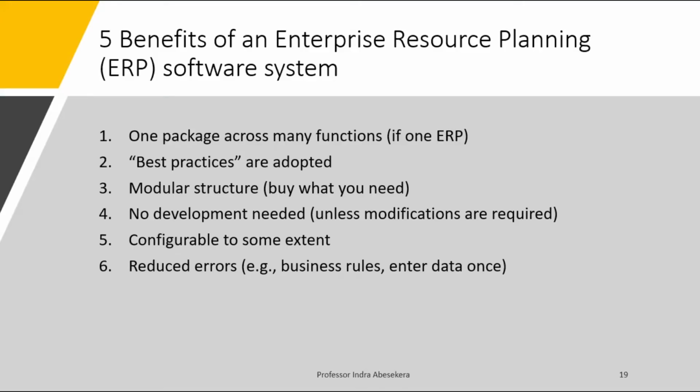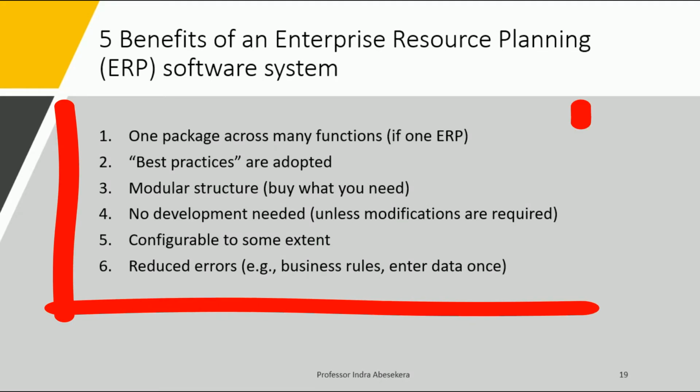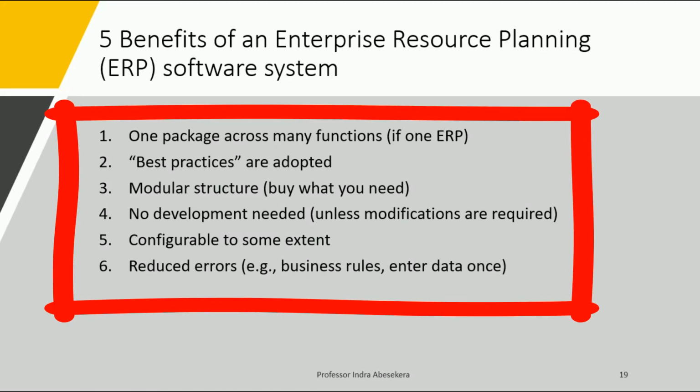There are 5 benefits of enterprise resource planning software. The first is it's one package or one software across many functions if it is one ERP. The best practices are adopted by adopting an ERP software. You also can have a modular structure. For example, you can buy what you want rather than integrating all the functional areas. You can integrate only 2 functional areas, 3 functional areas, and so forth. So you can go into a modular structure rather than the whole structure.